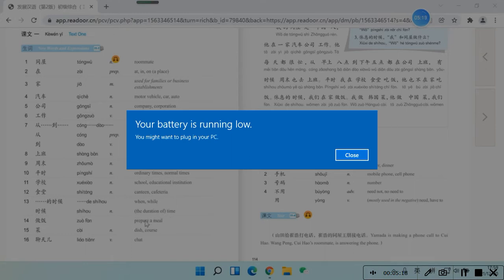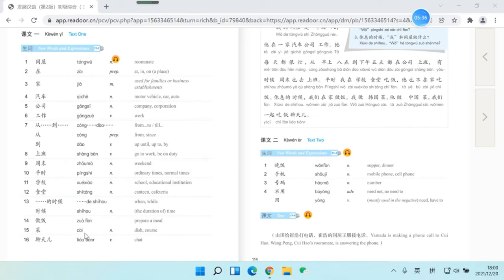And next one, prepare a meal or make a meal. In Chinese, we say 做饭, which means to cook. We can ask this question in Chinese: do you cook? 你做饭吗? How to say, do you cook in your ordinary times, like, do you usually cook? 你平时做饭吗?